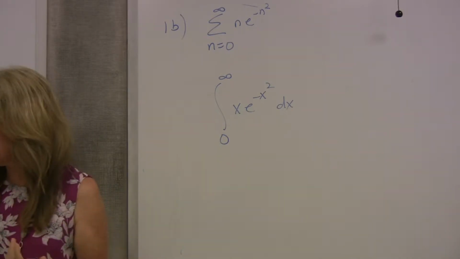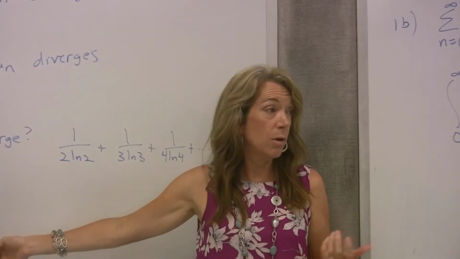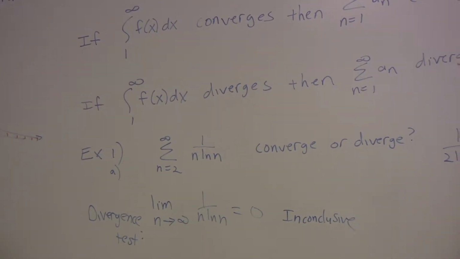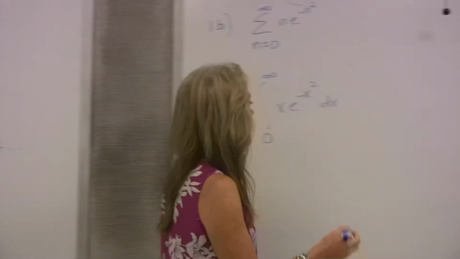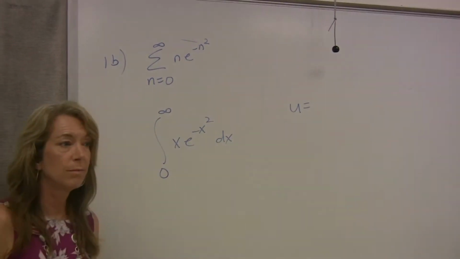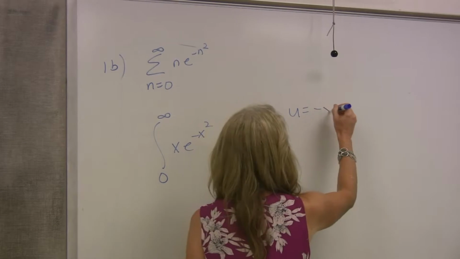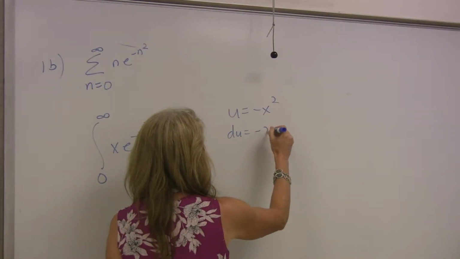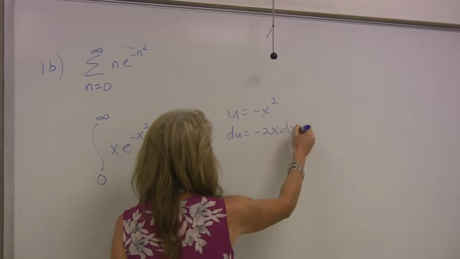Notice I didn't start with the divergence test. You didn't want to, it's okay. We don't have to. It would have been 0 anyhow, which would have told us nothing. So what's u going to be? Negative x squared. So du equals negative 2x dx.